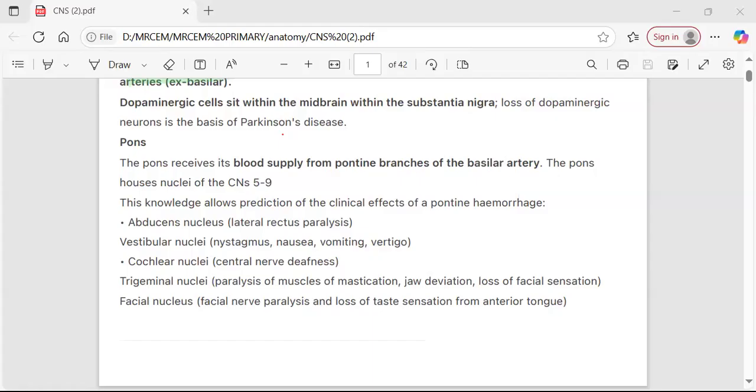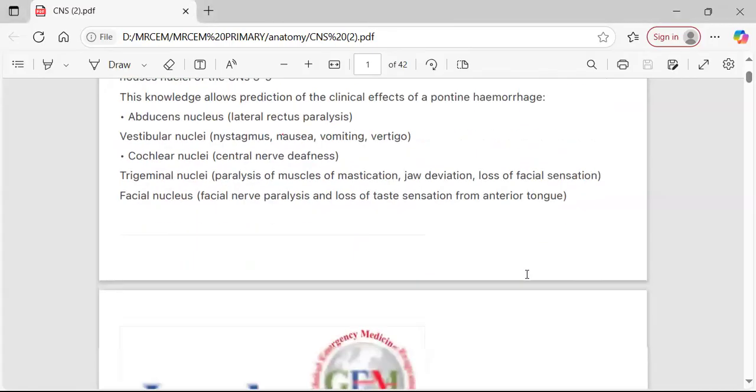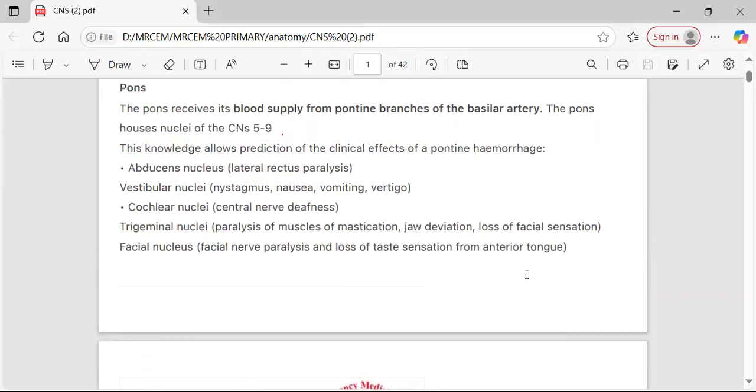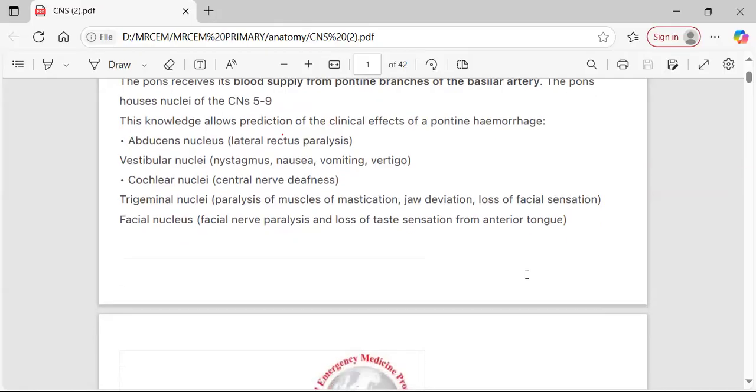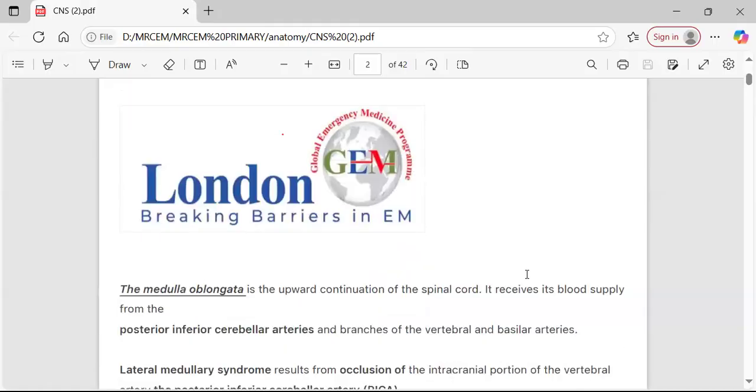After that, the abducent nerve supplies the lateral rectus, so lateral rectus paralysis will happen. Vestibular nuclei will cause nystagmus. Vestibulocochlear nerve: vertigo, and cochlear nuclei will lead to deafness. Trigeminal has motor and sensory parts, so that will affect the muscles of mastication, with jaw deviation. Facial nerve supply will also be affected.